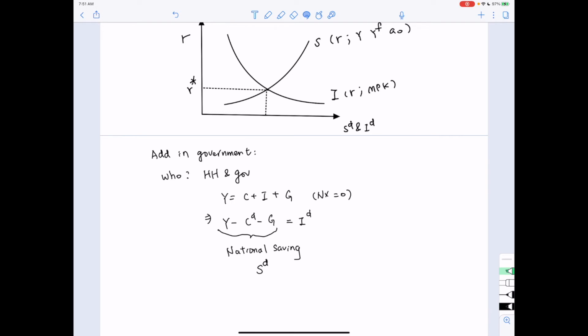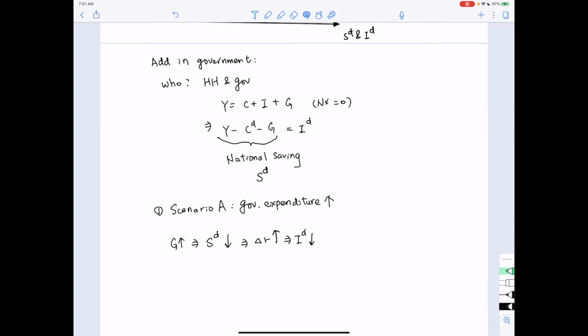So let's take a look at the first scenario, when the government operates in this economy and government expenditure increases. How will that affect the goods market equilibrium? It turns out that when government expenditure increases, it causes the national saving to fall. Then it causes the real interest rate to increase, and then causes the desired investment to fall. So why, when the interest rate increases, should the desired investment fall?